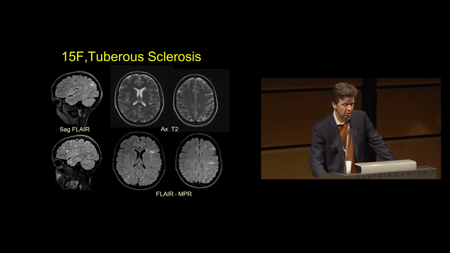Here's another type of pathology, a young girl with tuberous sclerosis and epilepsy, and she has multiple tubers in the juxtacortical white matter, which you can see on the reformatted MPRs of the FLAIR, and better, of course, than on the T2 scan.